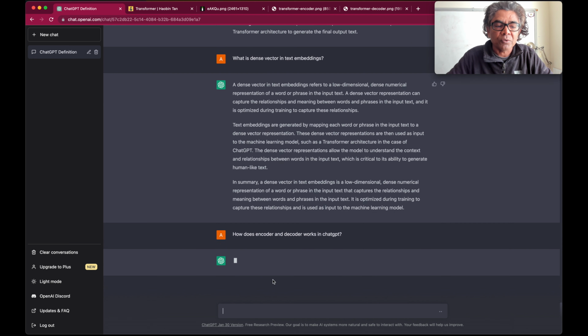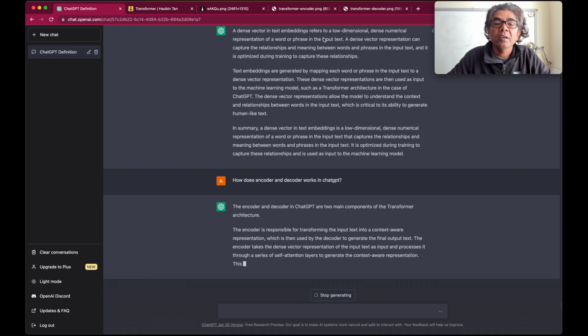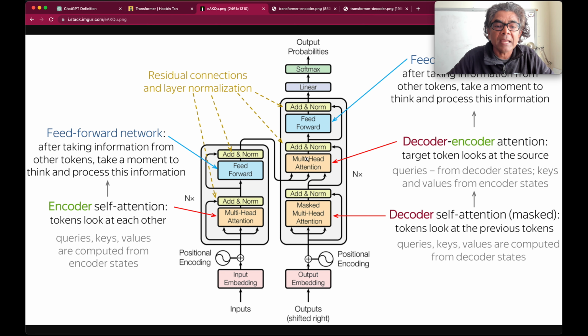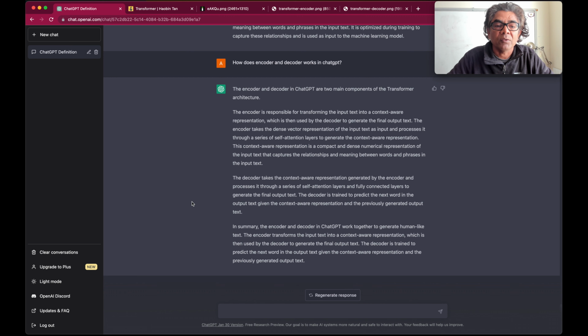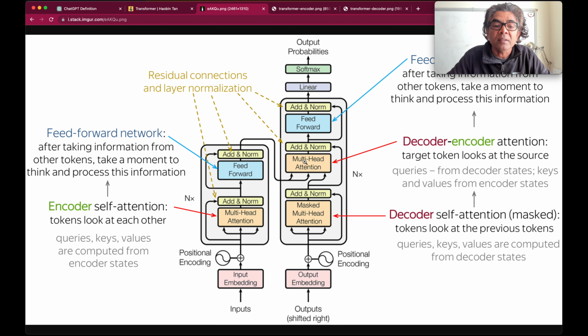So now we can ask the question: how do the encoder and decoder work in ChatGPT? And when we ask, our question is about the encoder and the decoder of ChatGPT. So there's the encoder, and here is the decoder, in summary. The encoder is responsible for taking the input text and generating a context-aware representation. The context-aware representation is fed into the decoder, and that's where you get the output, which is generated using a series of self-attention layers and fully connected layers. We can look here, and you will see that the self-attention and fully connected layers are used.